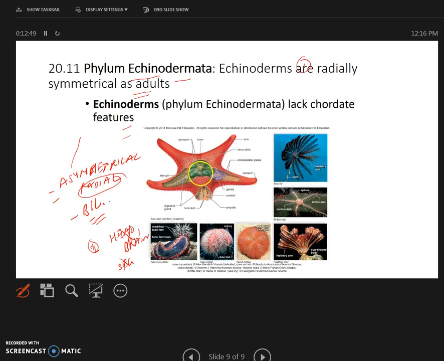The nervous system consists of a ring arranged around the mouth. These are nerves, and they extend outwards to each arm radially. And locomotion, of course, is by the water vascular system. They pump water through the tube feet, which literally look like tubes. So water is pumped in through tube-foot-like structures.